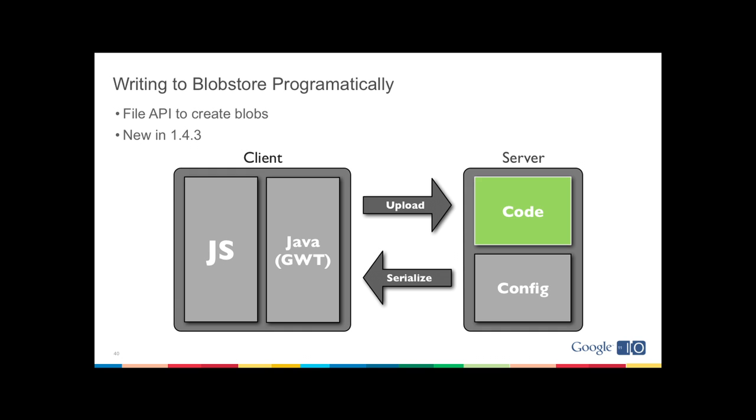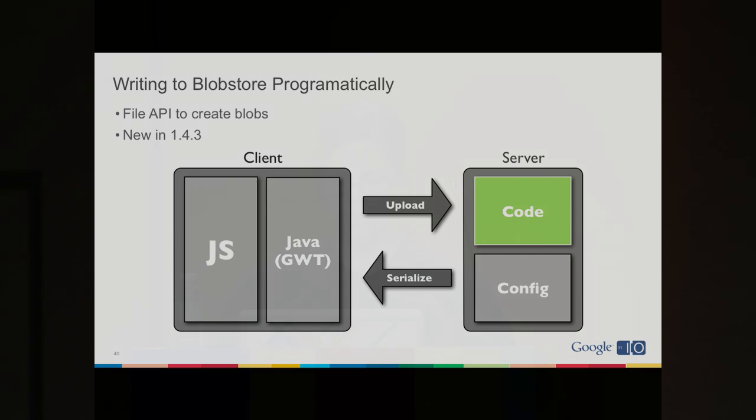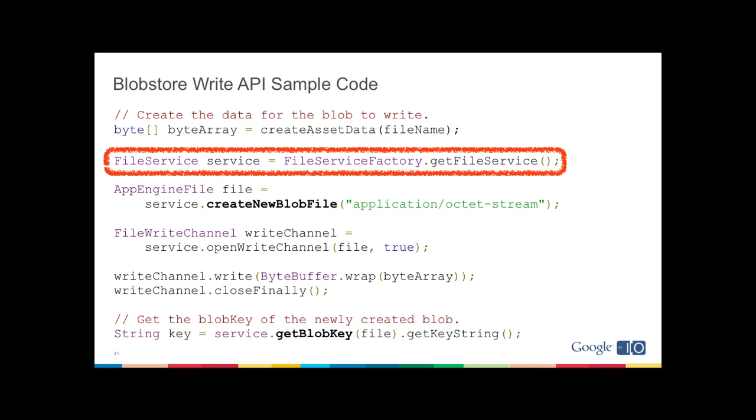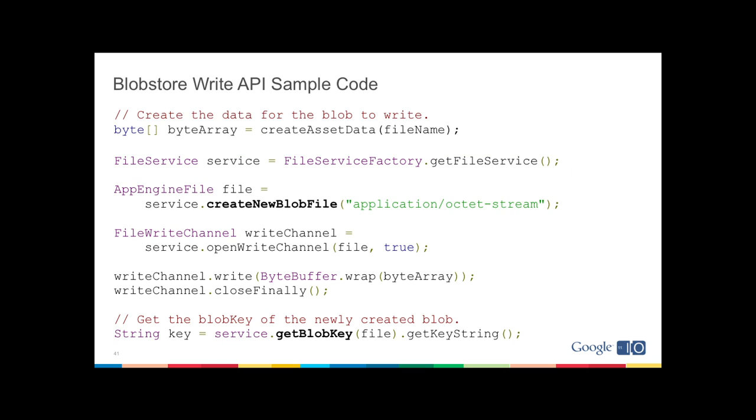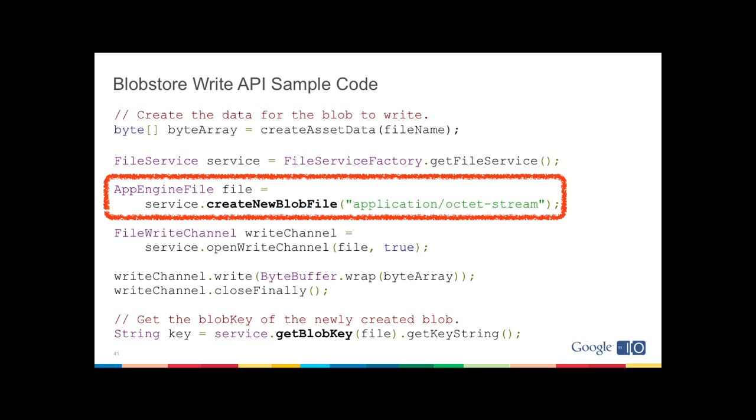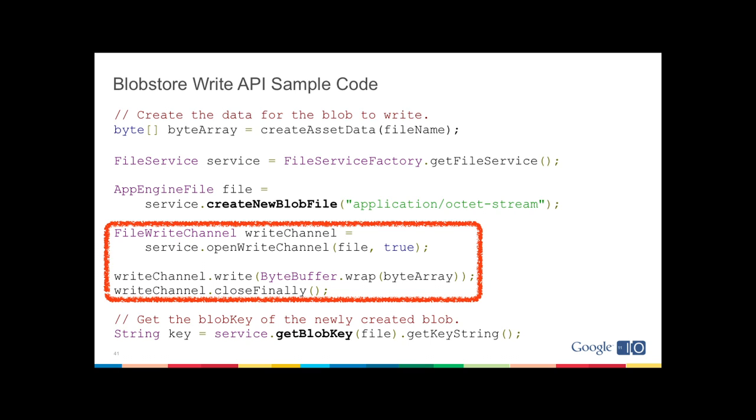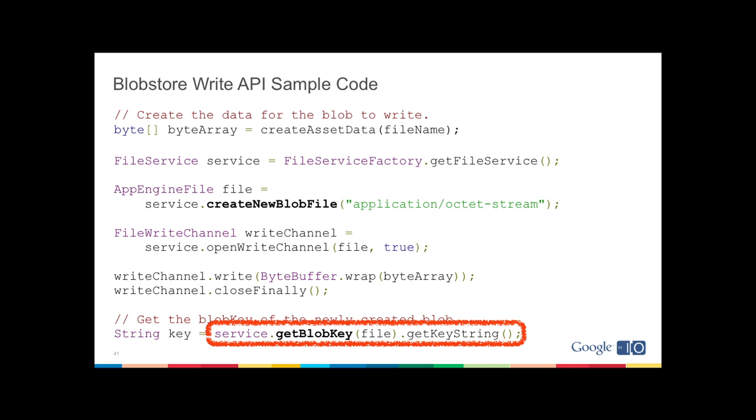If your application wants to write stuff straight into Blobstore, it can do so using something called the Blobstore File Write API. This is new in App Engine 1.4.3, so it's a fairly new thing, but it's really easy to use and really important for game stuff. How you use it is that you get a file service from a file service factory. You have that service create a new file with some type. You open a write channel to that file, you put your data in it, you close it. And then because most of your interactions with Blobstore will be by blob key, you ask the service to give you the key of the blob you just made and hang on to that however you're hanging on to the rest of your blob keys.